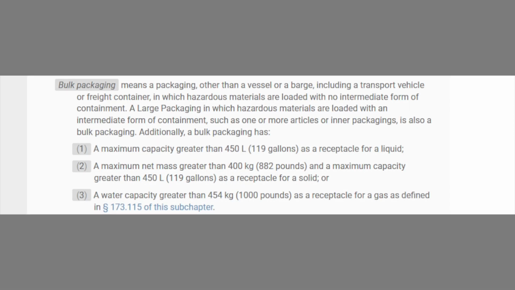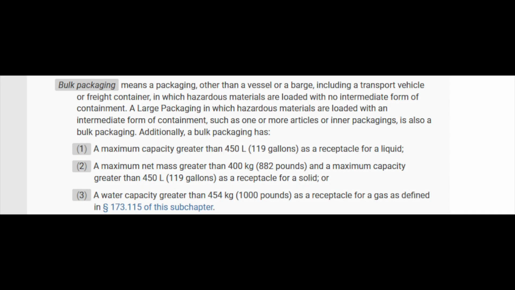It also means a maximum net mass greater than 882 pounds and a maximum capacity greater than 119 gallons as a receptacle for a solid, or a water capacity greater than 1,000 pounds as a receptacle for gas. Looking at the first one, UN 1090 acetone, we can see it's 1,200 pounds.